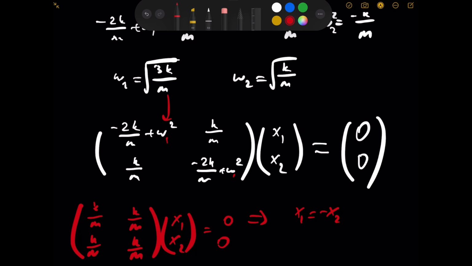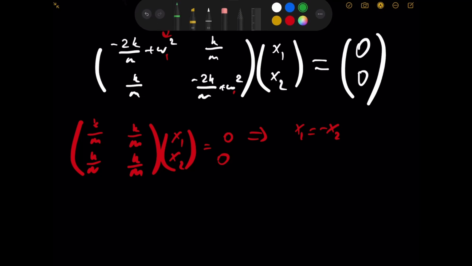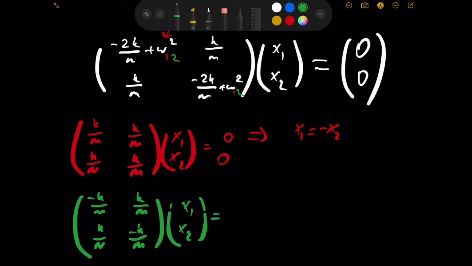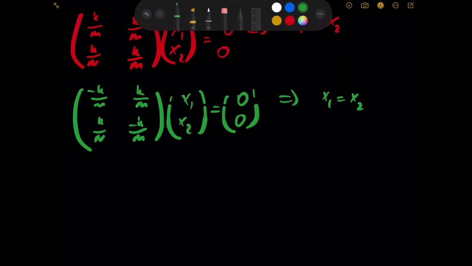And what if we consider the other one, the one that we could intuitively see? If you look at omega 2 now, we have a minus k over m, k over m, k over m, minus k over m, times x1 and x2. These equal the 0 vector, which shows you that x1 is equal to x2. As we had discussed, they are displaced the same amount in the same direction. So then, we have basically two different solutions.